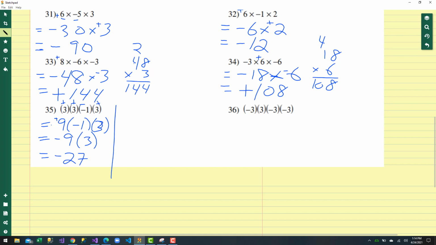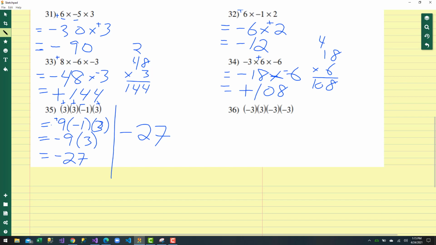So watch this carefully. Positive times positive is positive. Positive times a negative is a negative. And finally, negative times positive is a negative. So I know this answer will be negative. Now you could just multiply all the numbers together, right? 3 times 3 is 9. 9 times 1 is 9. 9 times 3 is 27. So that's another approach. So remember, you can apply that as you get better and better, okay?